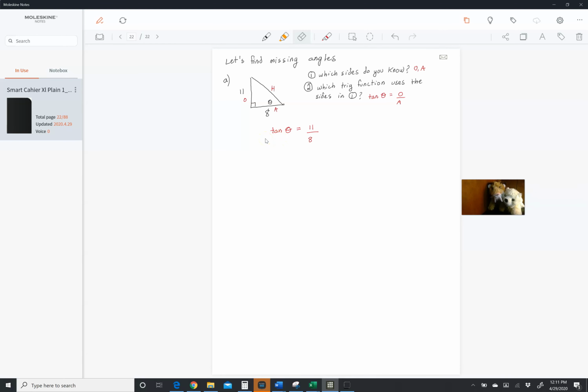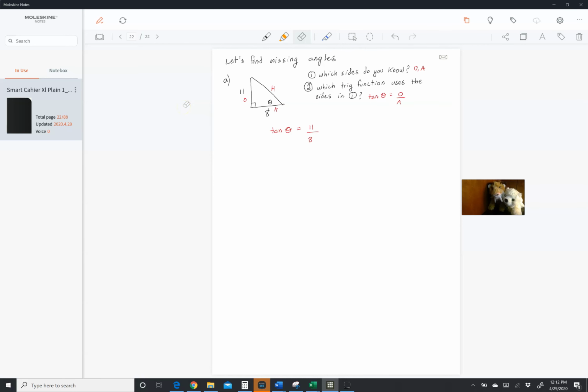We do the inverse. It's the same way that we get rid of a square. To get rid of a square, we take the square root. To get rid of a square root, we take the square. Okay, so we're using an inverse function. So tangent has an inverse function. It's called tangent inverse. Okay, so this is just a side note.